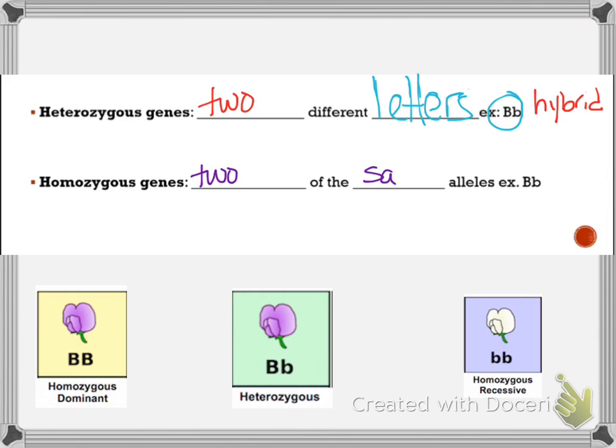Let's keep going here. Homozygous genes are 2 of the same alleles. Oh, maybe that was supposed to be alleles. That makes much better sense. I don't know what I did earlier today, guys. Sorry about that.